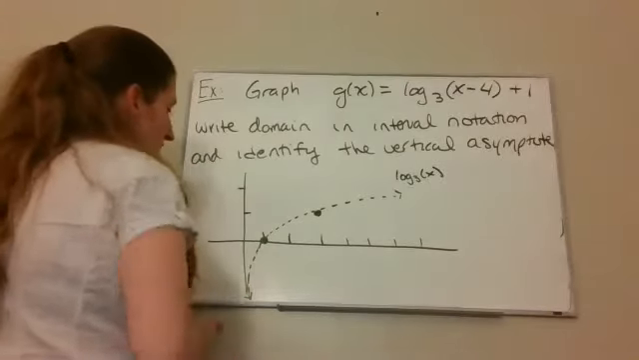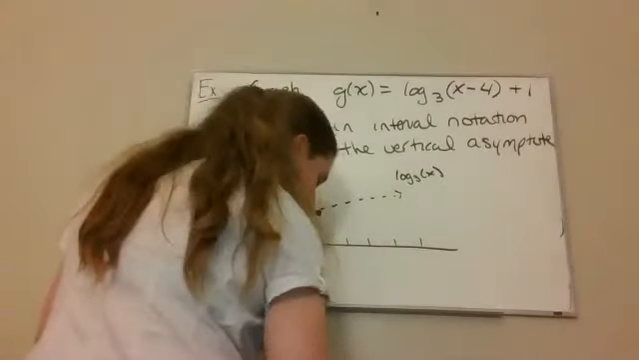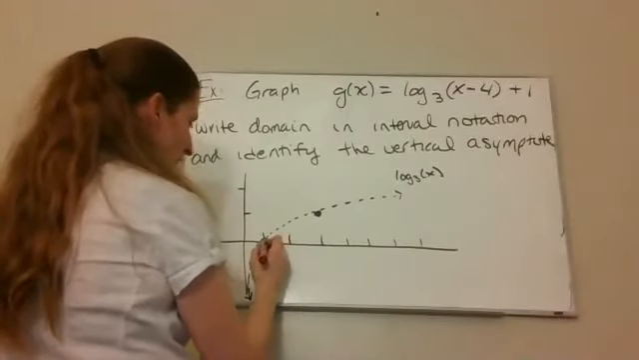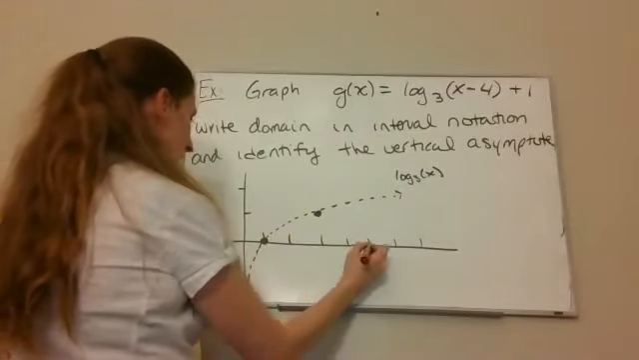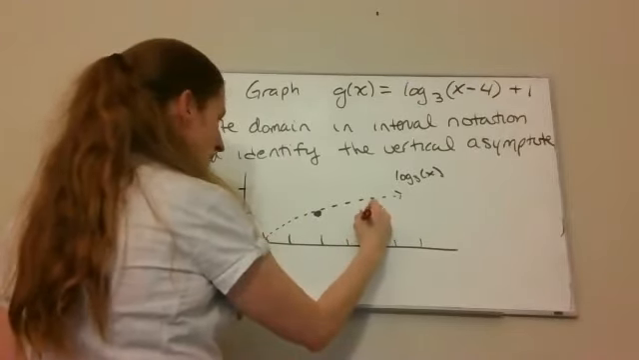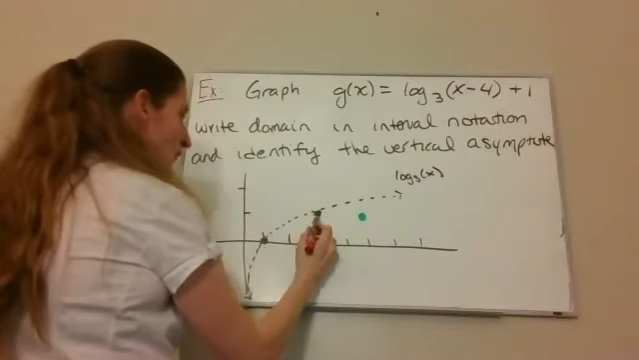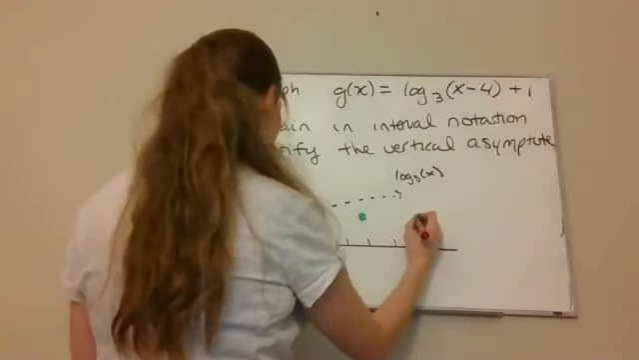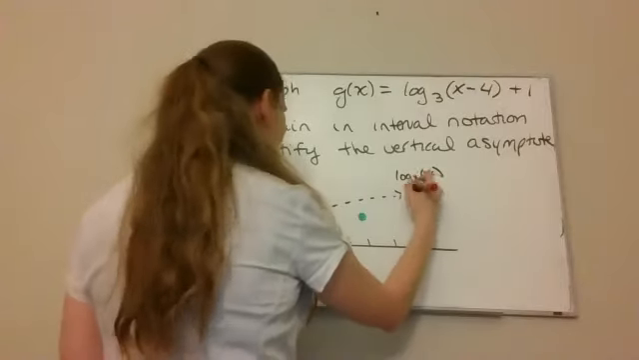So let me take the couple of points that I have and move them. This point, I'm going to move to the right 4 and up 1. This point moves to the right 4 spots and moves up 1. So that's up here.